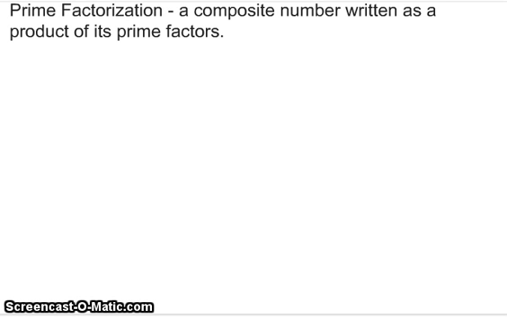This is not a homework assignment. This is just a review of what we did in class when we went over prime factorization. Prime factorization is when you take a composite number and you write it as a product of its prime factors. We use factor trees to help us find the prime factors. Let me give you an example using the number 24.